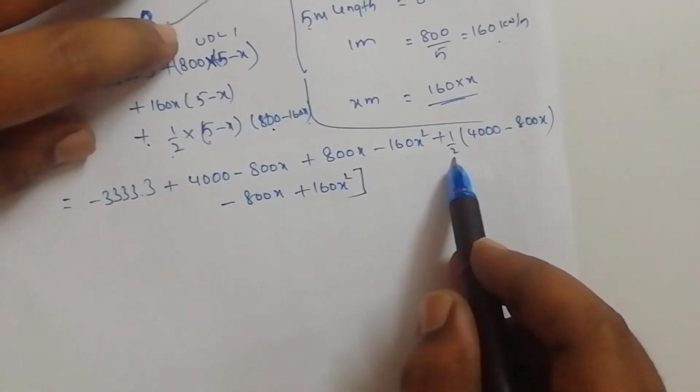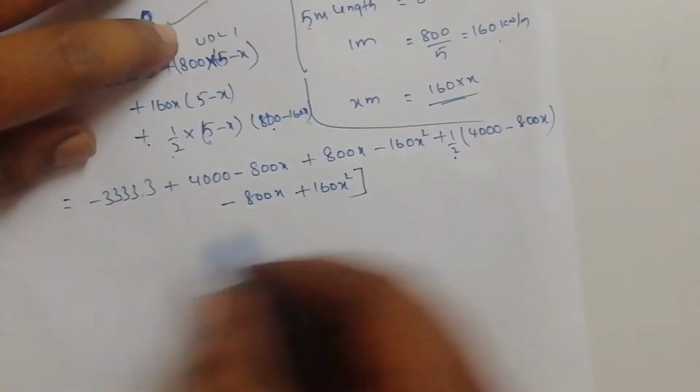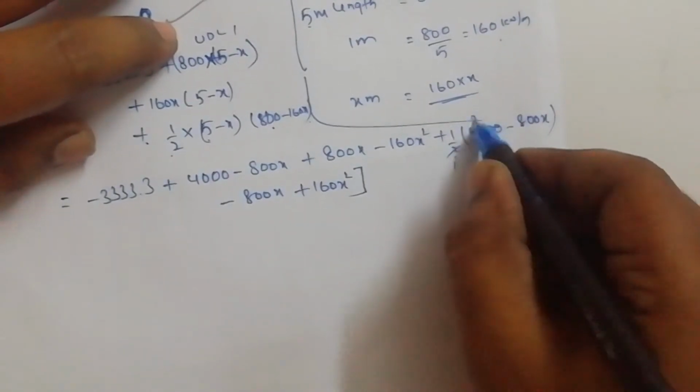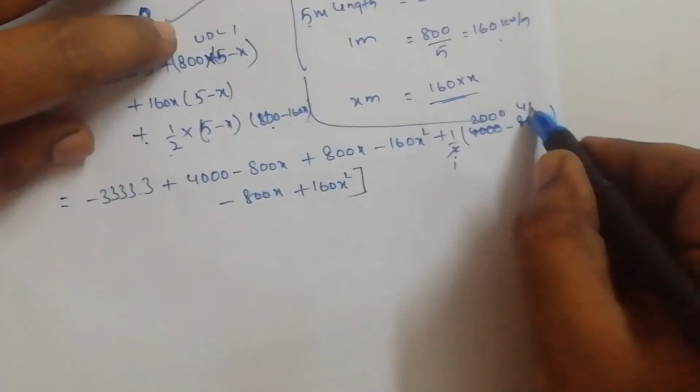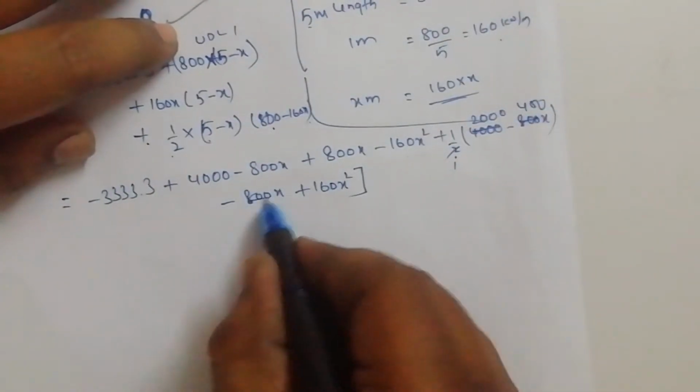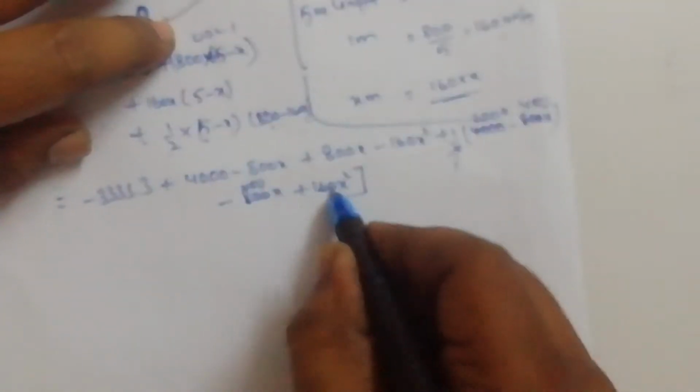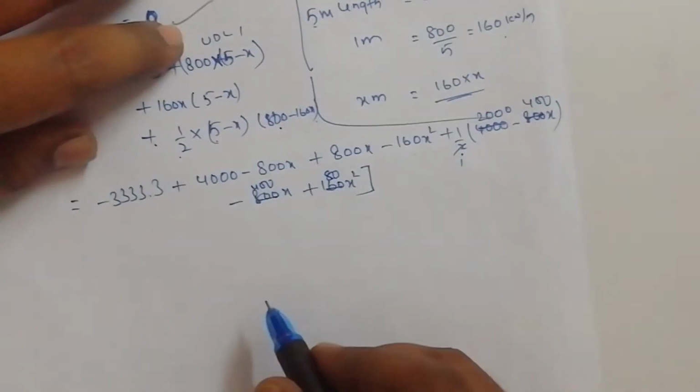This whole is divided by 2. Now I will cancel with 2. 2 ones are 2, 2 2000s are, okay, this is 2 400s are, next this is 2 400s are, this is 2 80s are, okay.